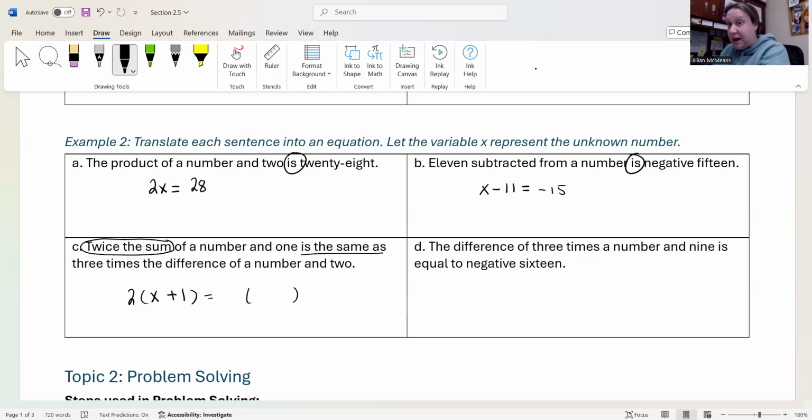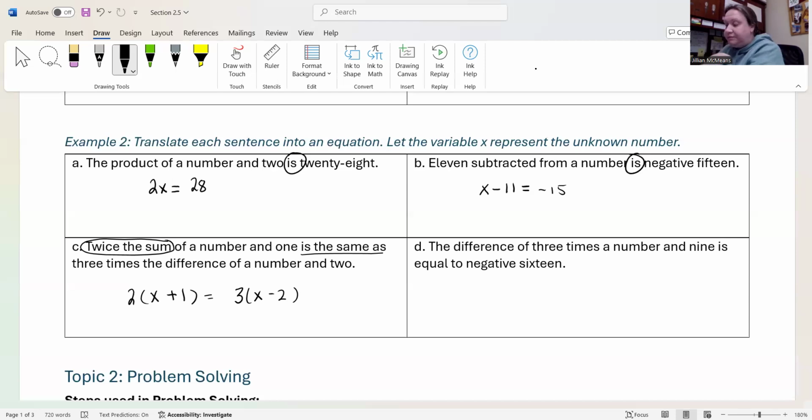And that is the same as, or is equal to 3 times the difference. So we want 3 times an entire difference of a number and 2. So we're going to use the same number. This said nothing about having multiple variables, so we're going to use x again. And because we're dealing with difference, difference means subtract, we're going to do x minus 2. So 2 times parentheses x plus 1 is twice the sum of a number and 1, is the same as means equals, and then 3 times the difference of a number and 2 is 3 times parentheses x minus 2, okay?